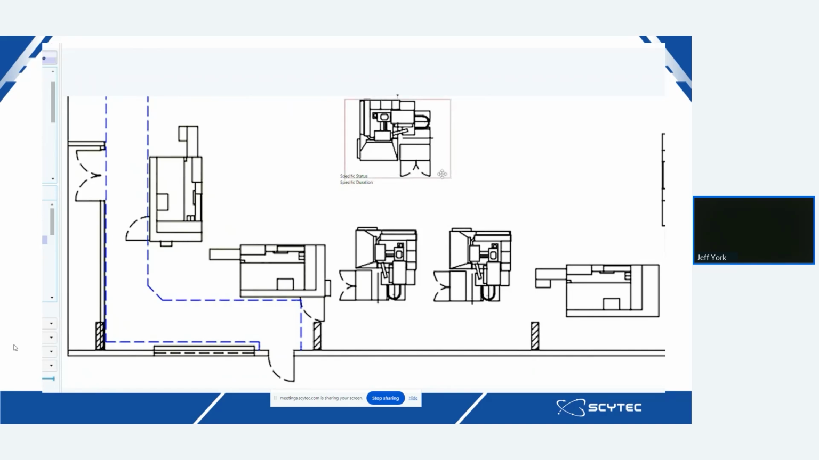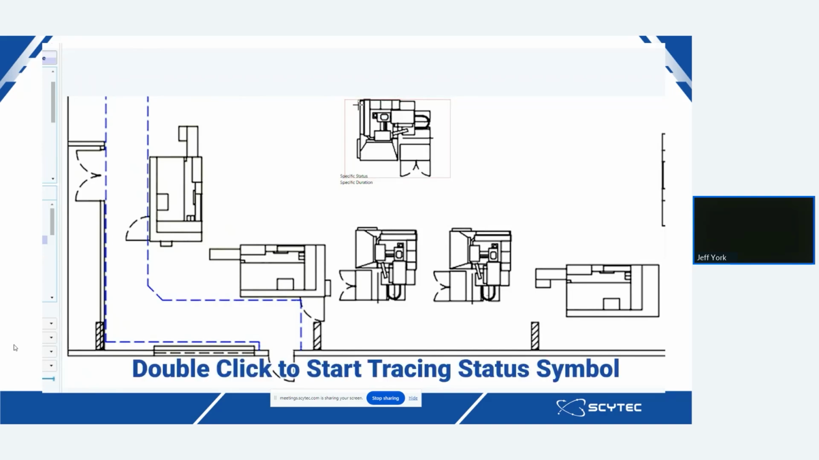Once we have that all the way over a machine, we will double click and then we will begin doing our tracing. So if you double left click, a blue line will present itself, which then you will trace over your machine. So I'm going to trace over the entire machine here.